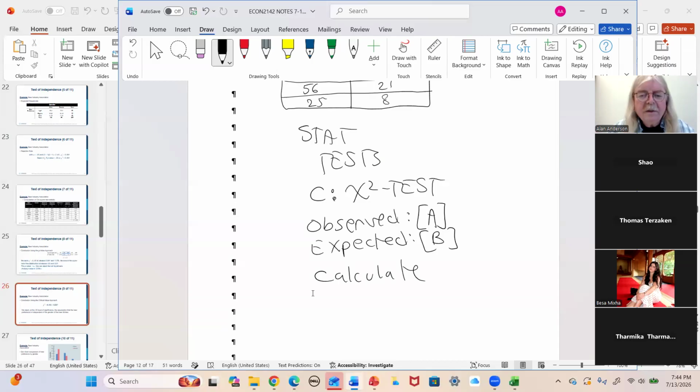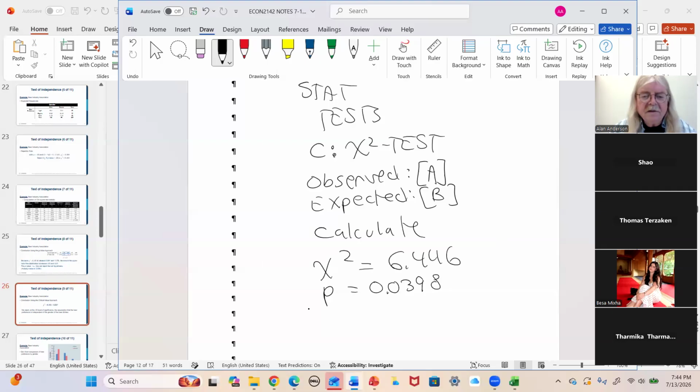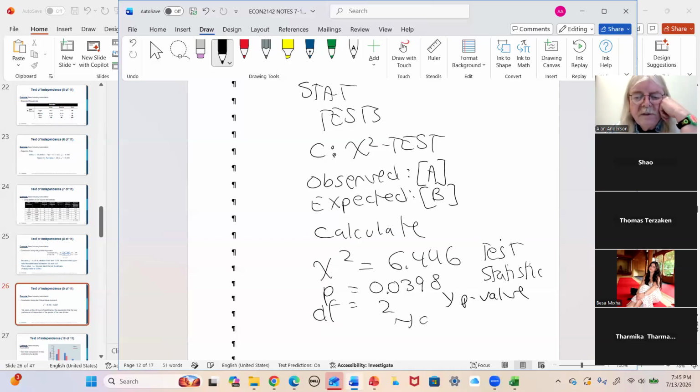Now, what is going on here? This is what comes out of the calculator. And this is your test statistic. This is clearly your p-value. And of course, this is your degrees of freedom, which you would need to look up your critical value if you use it. But we don't need to because we have the p-value.